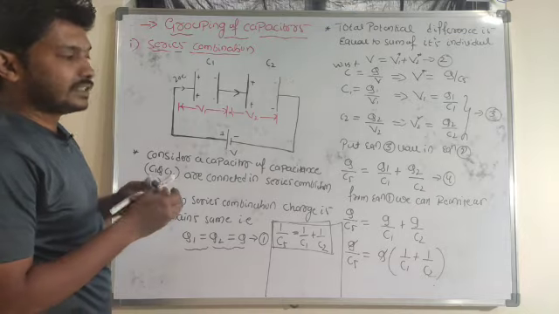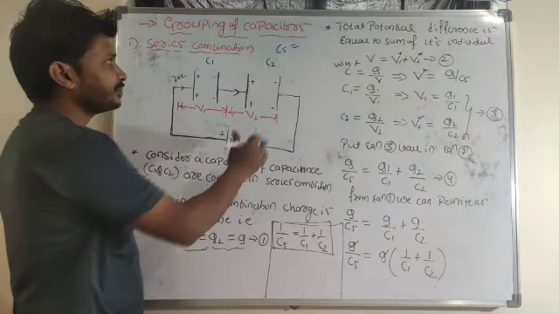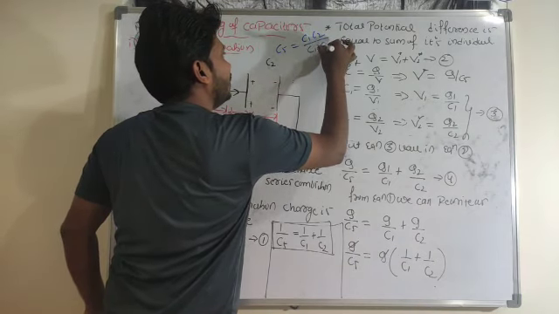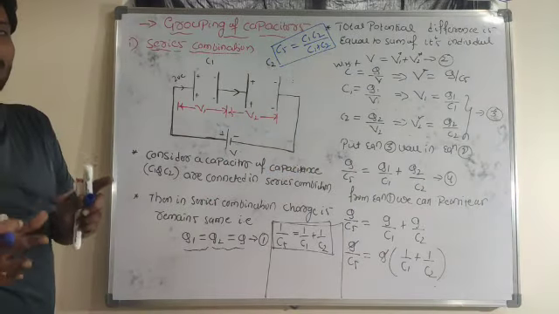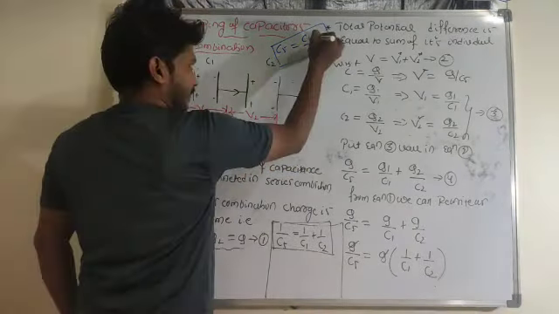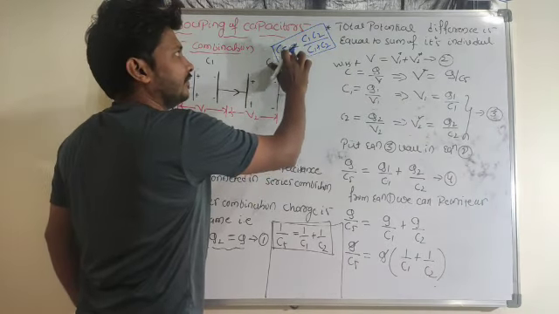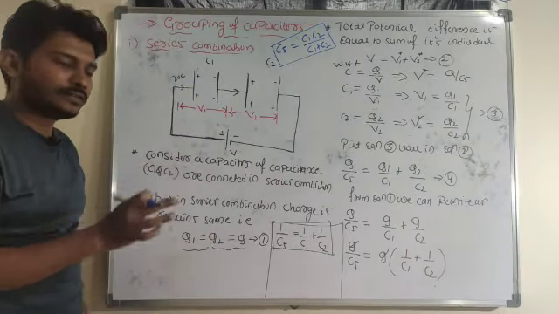Or if you take the LCM, in another way I can write this equation as Cs is equal to C1 into C2 divided by C1 plus C2. So if you take the LCM, what will be the value of effective capacitance if two capacitors are connected in series combination? Cs is equal to C1 into C2 divided by C1 plus C2.